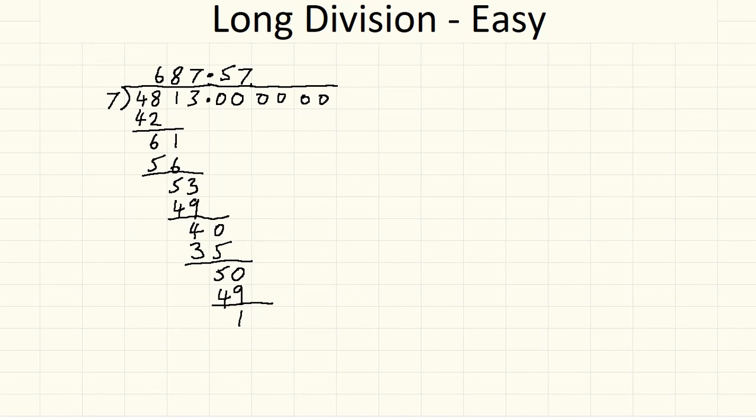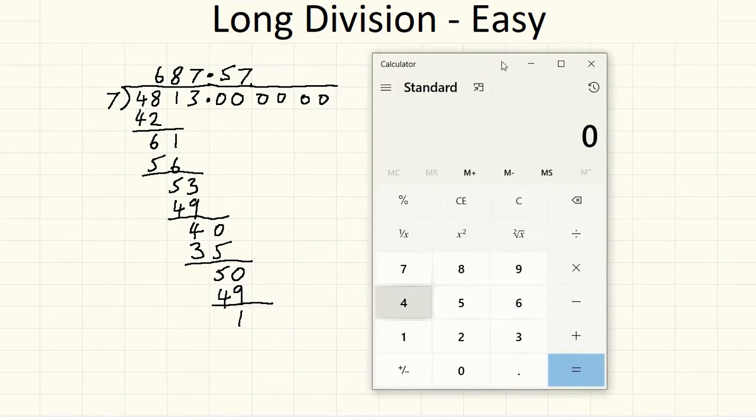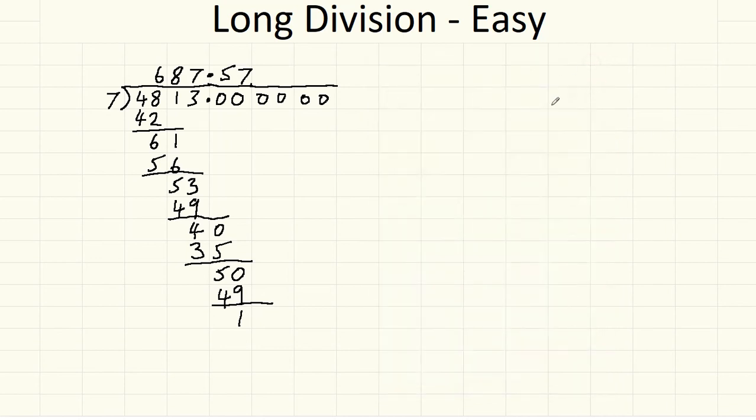So let's just quickly check that. So what do we have? 4813 divided by 7 equals 687.57. So we're correct. But look what would have happened. It would have just carried on forever. We would have got another 142857. And then it looks like it's just going to repeat again. Okay. So that's it. We are right.